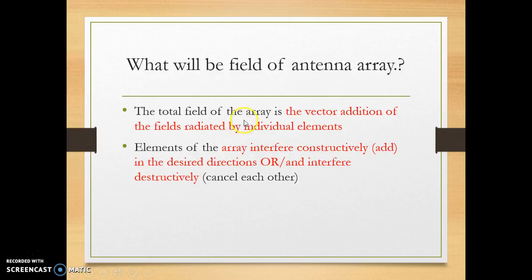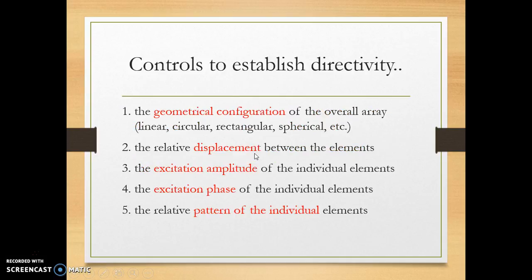Now, how to calculate the field of an antenna array? It can basically be done through the vector addition of the fields radiated by individual elements. So basically what we are doing is adding the fields of two elements. Now the problem is that this array interference may add constructively or maybe destructively. So the overall pattern may be different than the original pattern. Sometimes it may cancel each other and sometimes it will enhance in some direction.